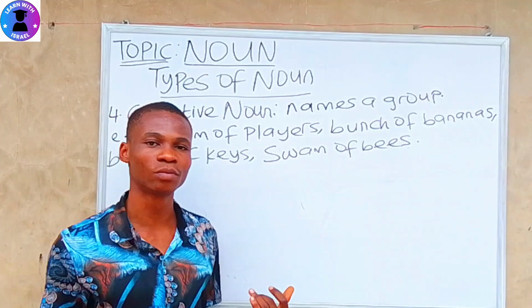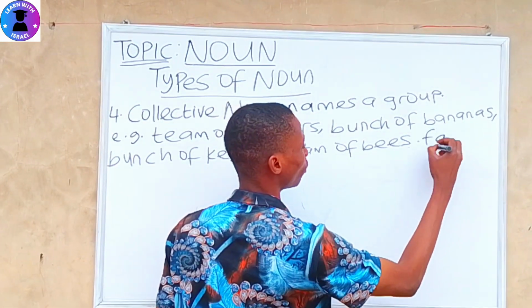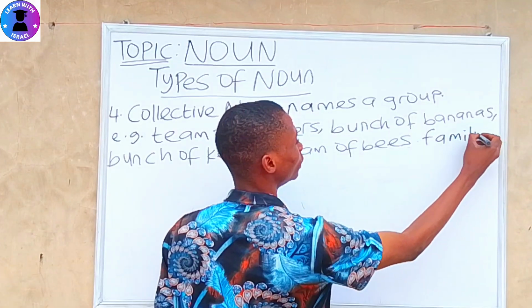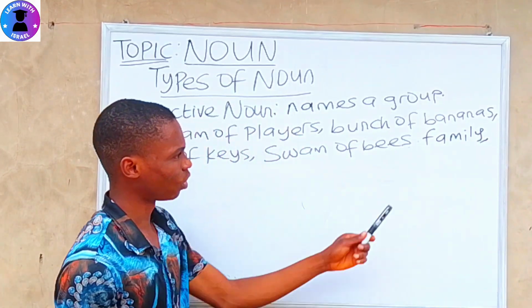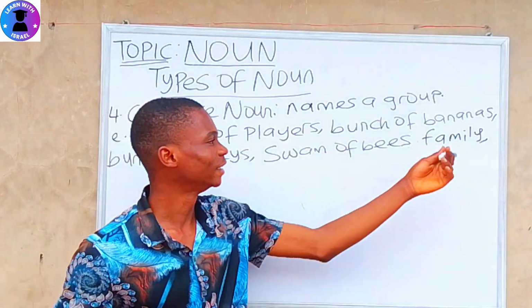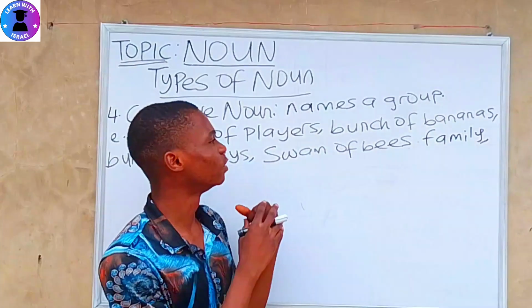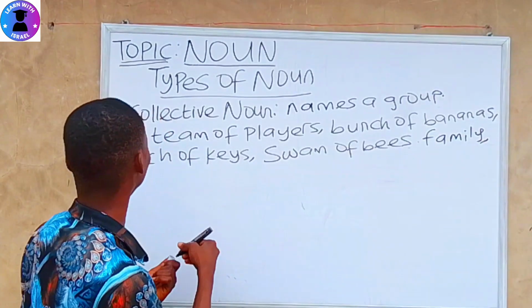It names a group. Family. Family is a collective noun. If you don't know, it names a group, because under family, you can have father, mother, and children combined in family. Family is a collective noun. If you don't know, so now we'll be moving to concrete noun.